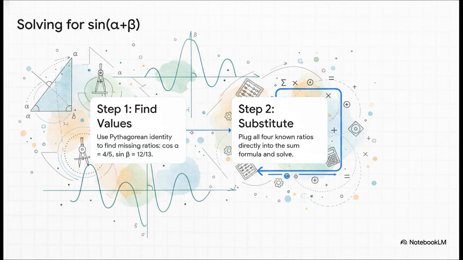So here's the secret. The formula doesn't care about the angles themselves. It just needs their sine and cosine values. So our first step is a little detective work. We use what we're given, like sine alpha is 3/5, and the good old Pythagorean identity to find the other values we need, like cos alpha. We do the same for beta. Once we have all four pieces of the puzzle, sine alpha, cos alpha, sine beta, and cos beta, we just plug them straight into the sum formula and let the numbers do the work.